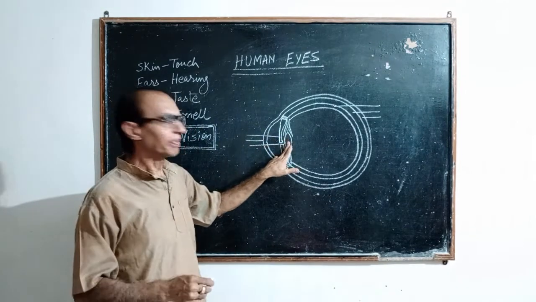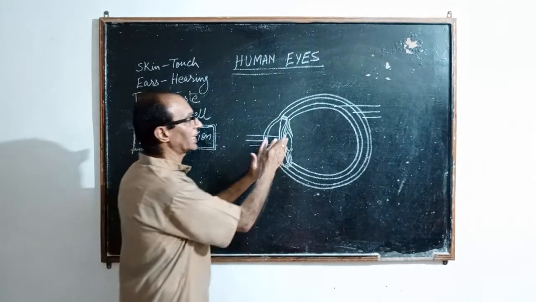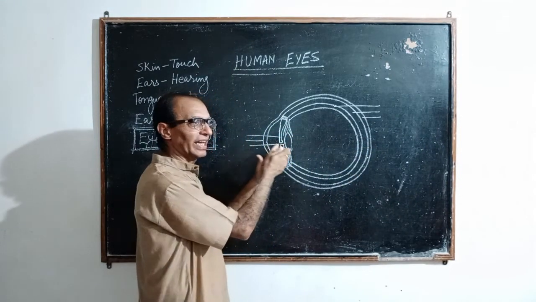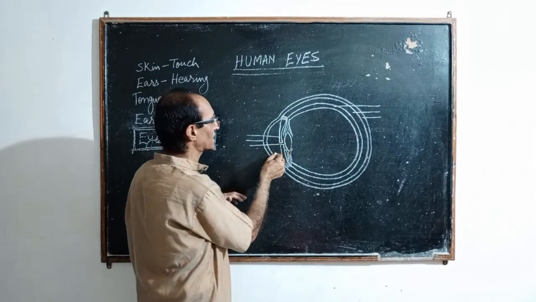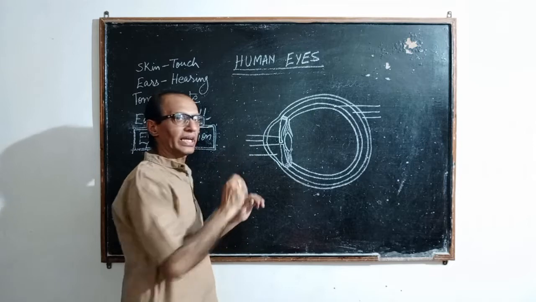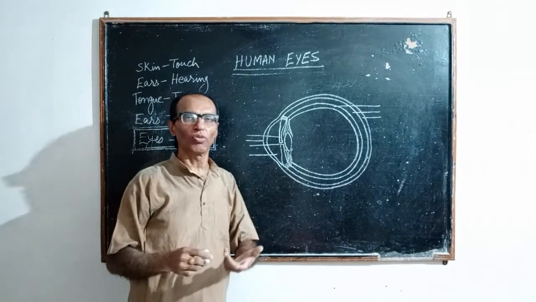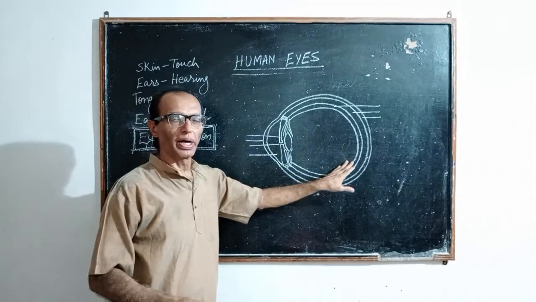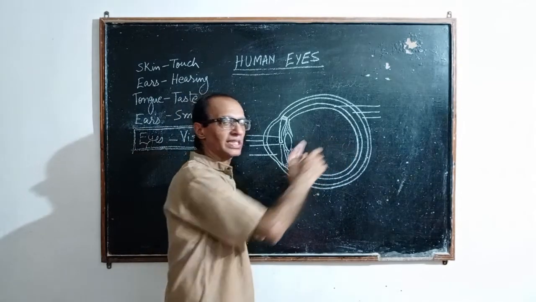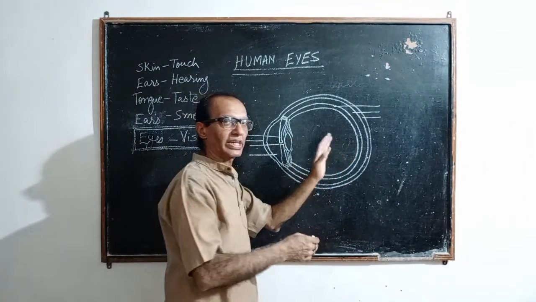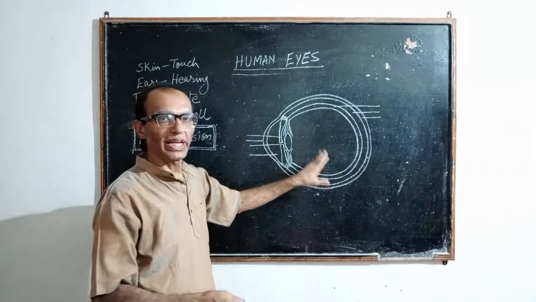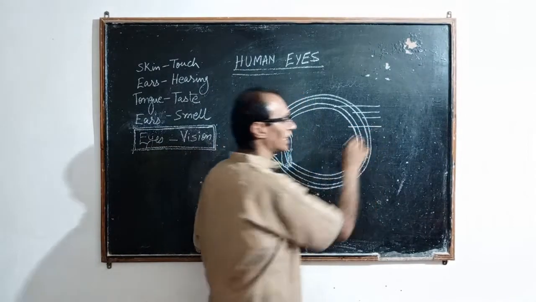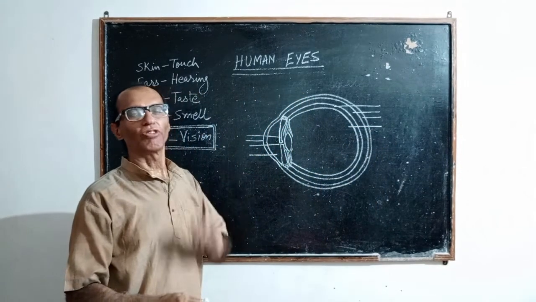Now, the lens present inside this eye divides the whole eye into two sections. One section in front, the anterior part, is referred to as the aqueous chamber, and it contains a watery fluid which we refer to as aqueous humor. Whereas the posterior part, the portion behind this lens and in front of the retina, is referred to as the vitreous chamber, and that vitreous chamber contains a jelly-like material which we call vitreous humor.